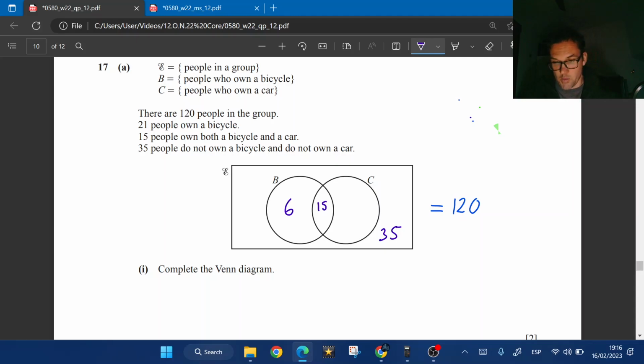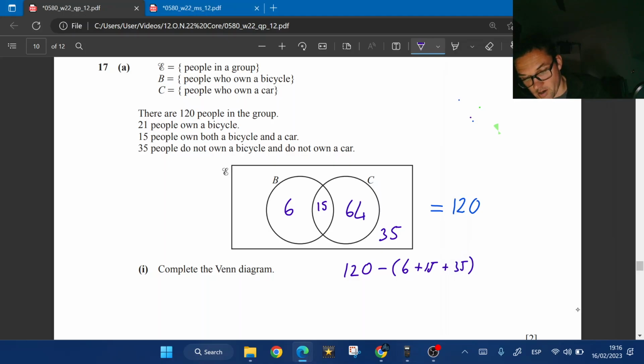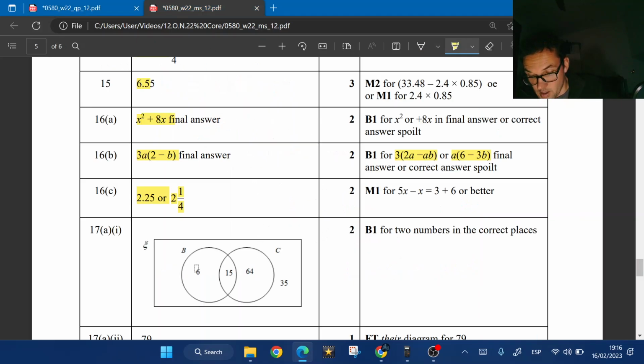Alright, so how do we do that? Remember what I said at the beginning? It all needs to add up to 120. So if we subtract the numbers we have from 120, then we'll know how many people own a car but not a bicycle. So 120 minus 6 minus 15 minus 35. Okay, 64 people. Not a very healthy city, this one is. Okay, it's done. We've got a number in each part and it adds up to 120. And yep, that's correct.